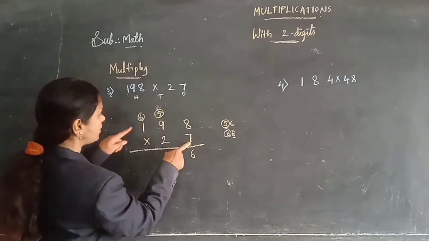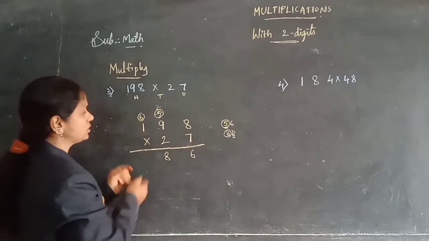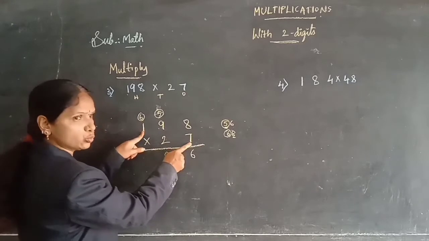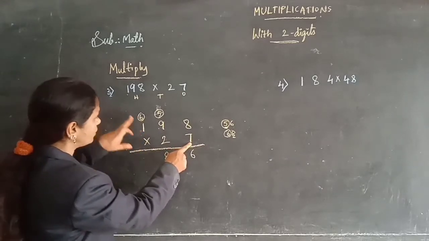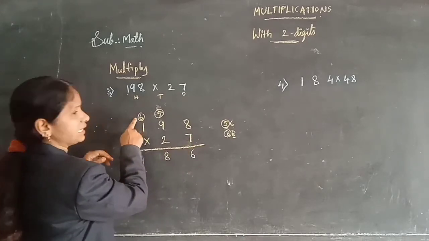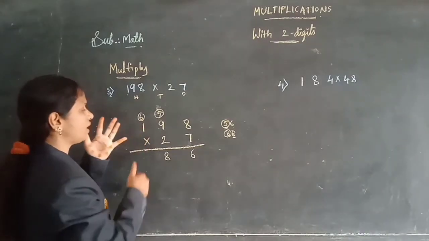And now 7 1s are 7. 7 plus 6. So 7 1s are 7. First you multiply these two. Most of the children will add directly 1 plus 6. That's wrong. First you need to multiply. 7 1s are 7 plus 6. 7 plus 6, 8, 9, 10, 11, 12, 13.